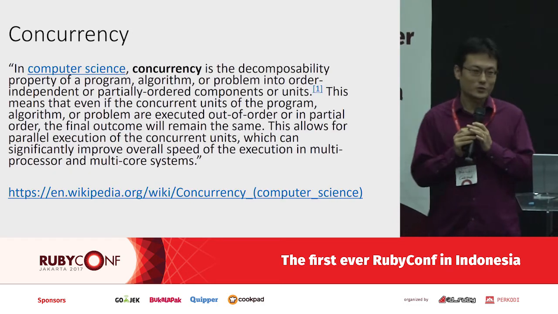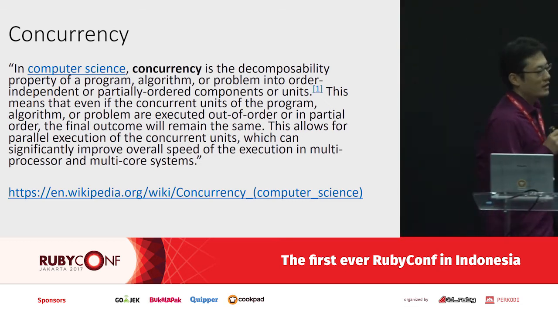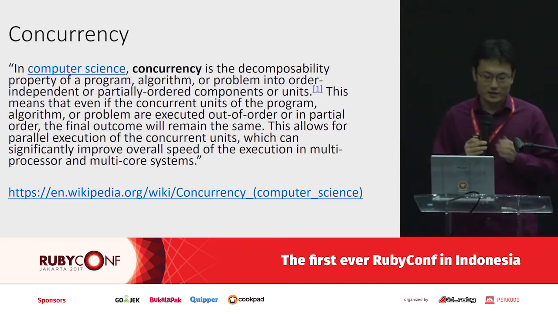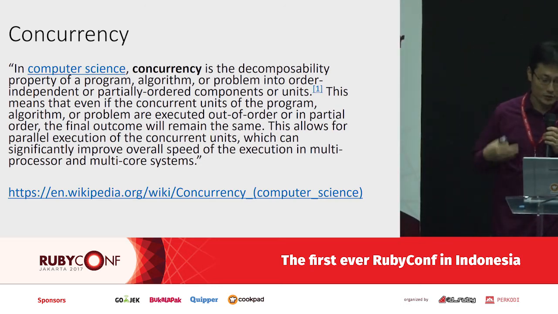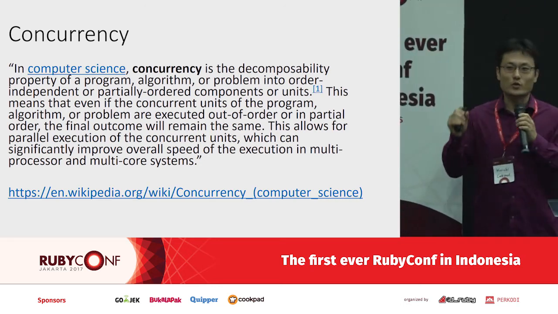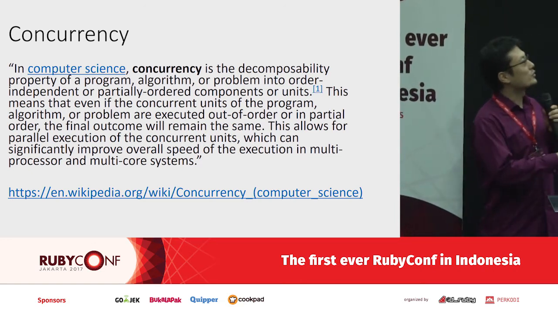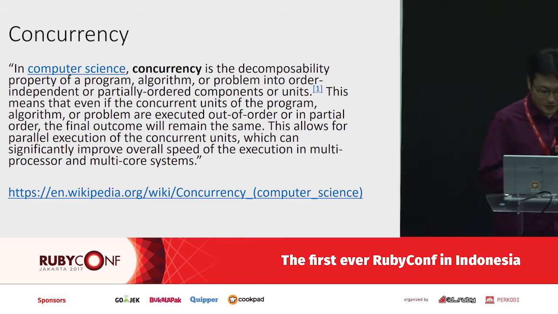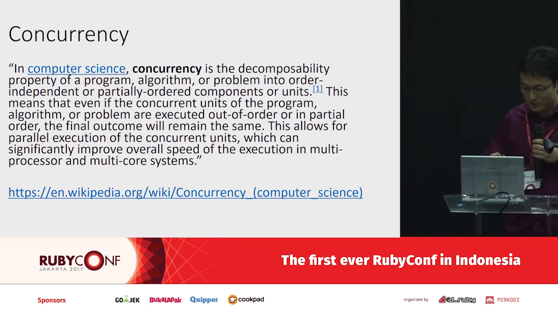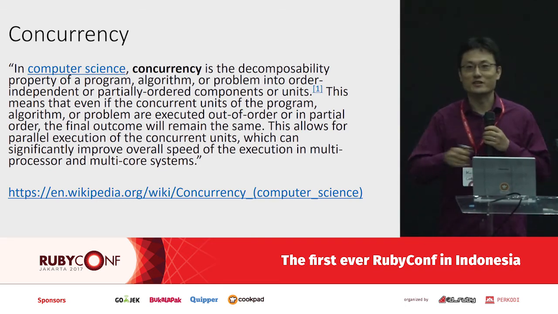Before discussing Ruby's concurrency, I want to define the word concurrency. This is a quote from Wikipedia: in computer science, concurrency is blah, blah, blah. Please read the Wikipedia page.